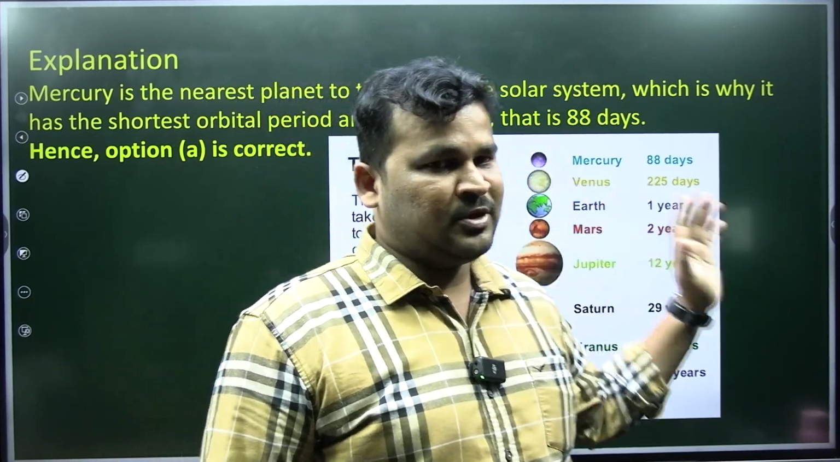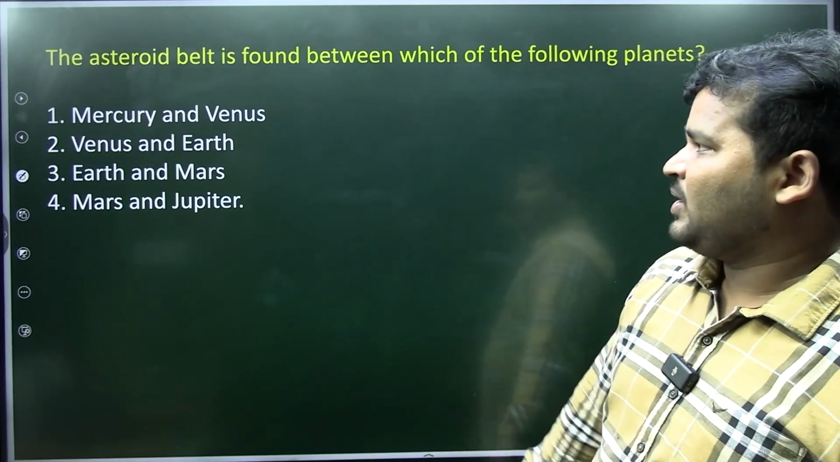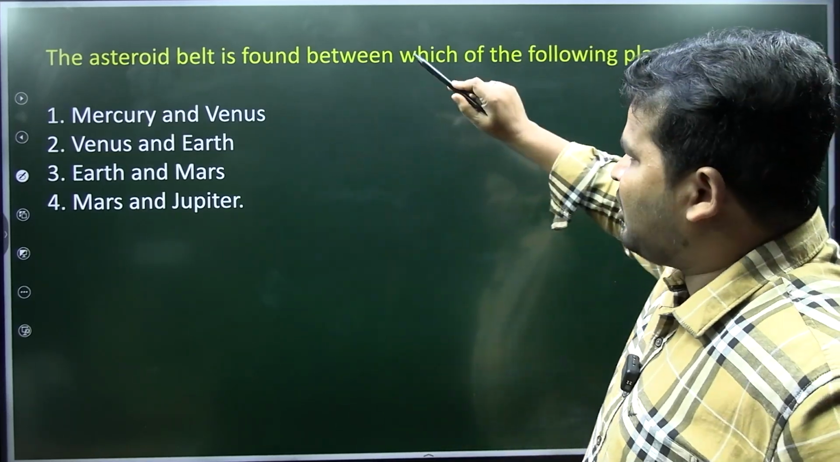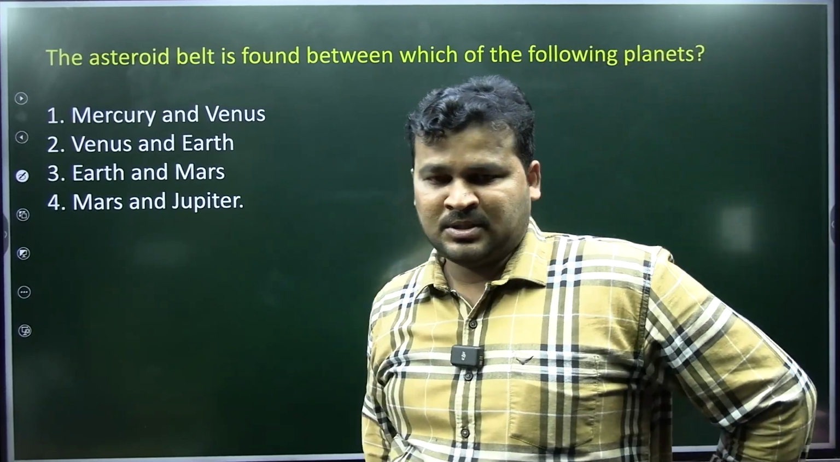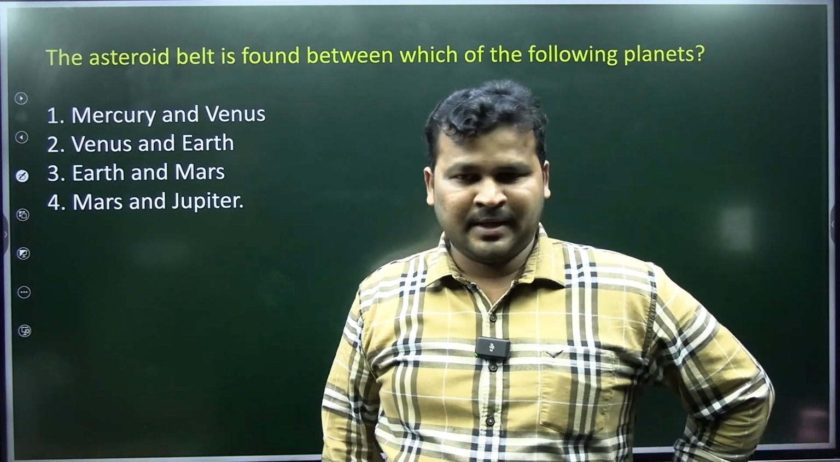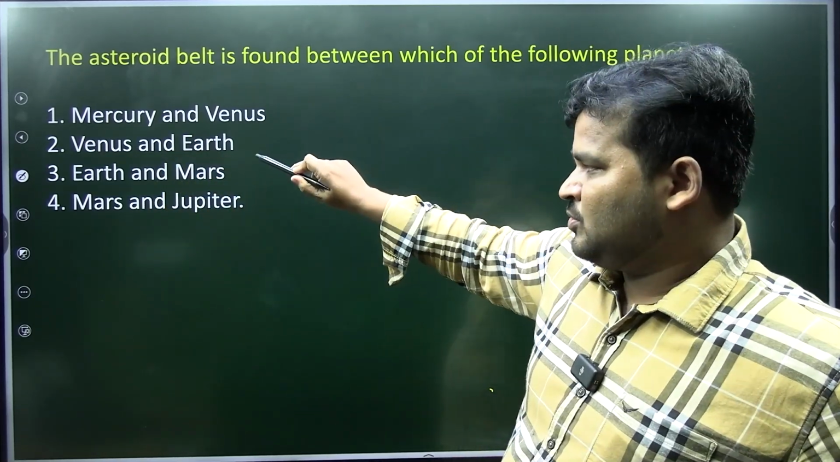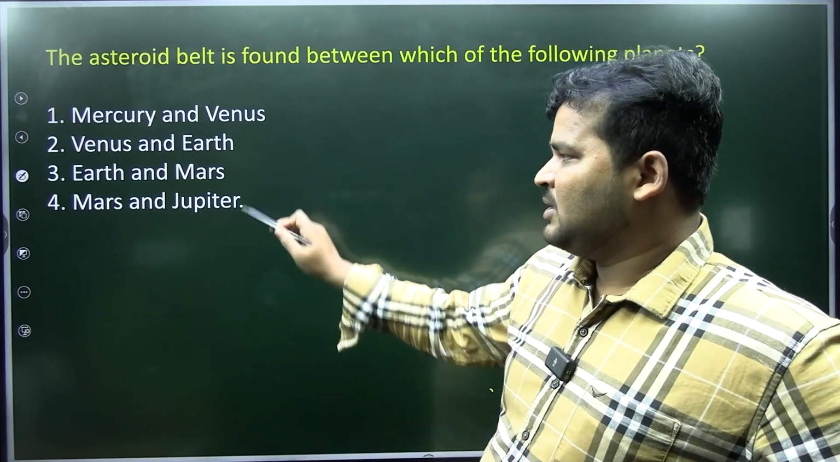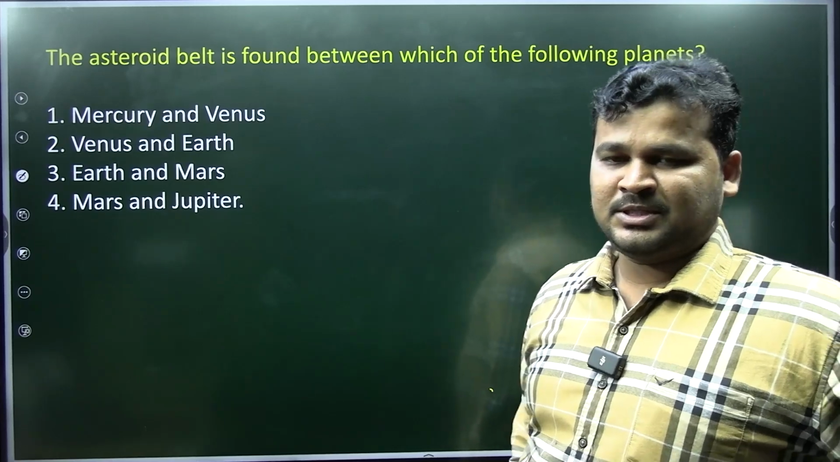So finally, option 1 is true for the previous question. Next, the asteroid belt is found between which of the following planets? He is asking about the exact location of the asteroid belt. 1. Mercury and Venus. 2. Venus and Earth. 3. Earth and Mars. And 4. Mars and Jupiter.